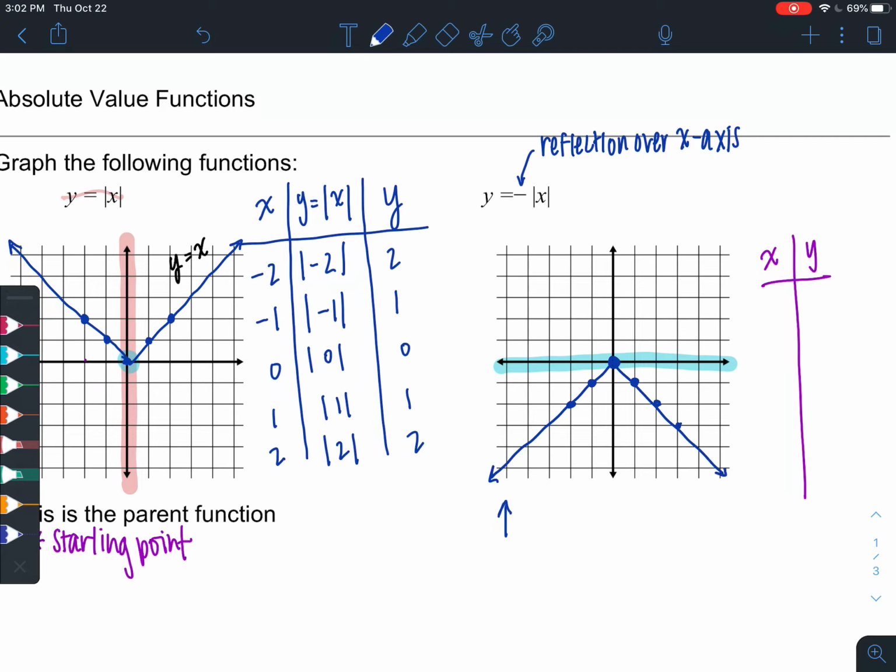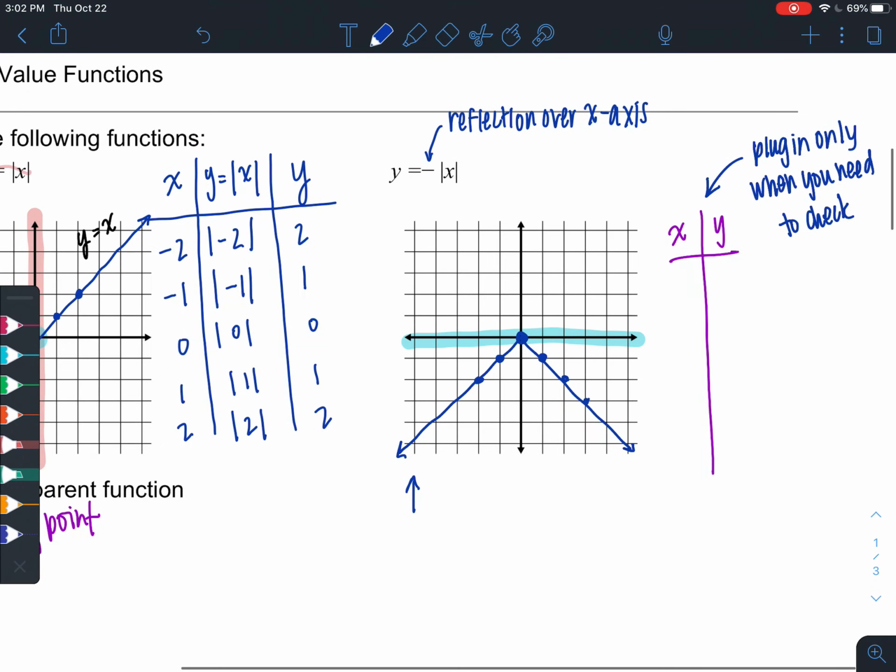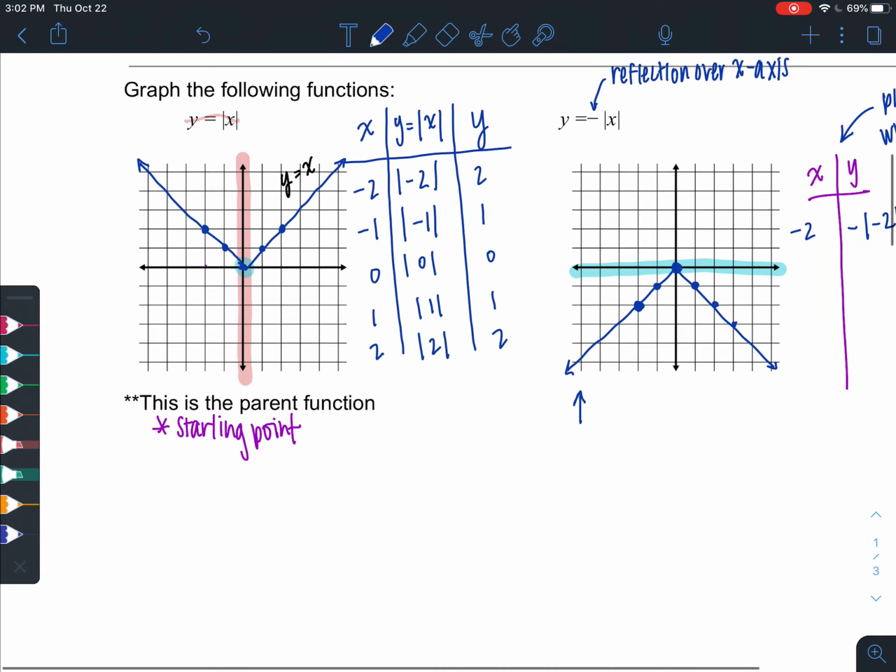And so I'm easily able to graph that based off of the parent function. Now, you can plug it in to this graph, but it does make your life a little bit harder. So plug in only when you need to check. So let's say I just want to check it. I would plug -2 in, so I do negative absolute value of -2, and that gives me -2, and -2, 2 is this point right here, so we're good.